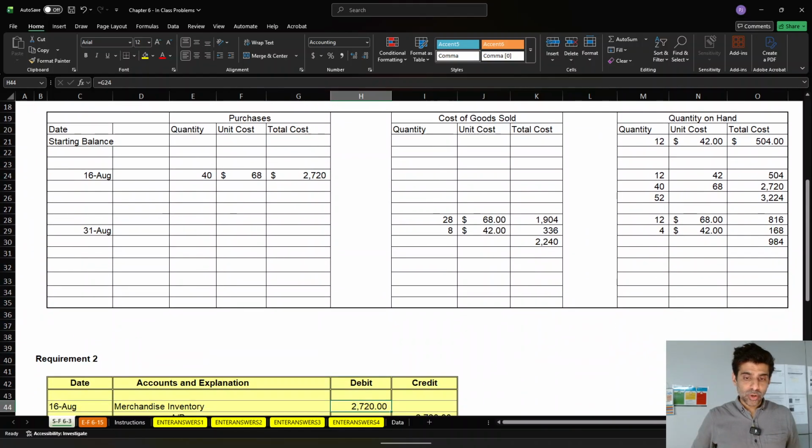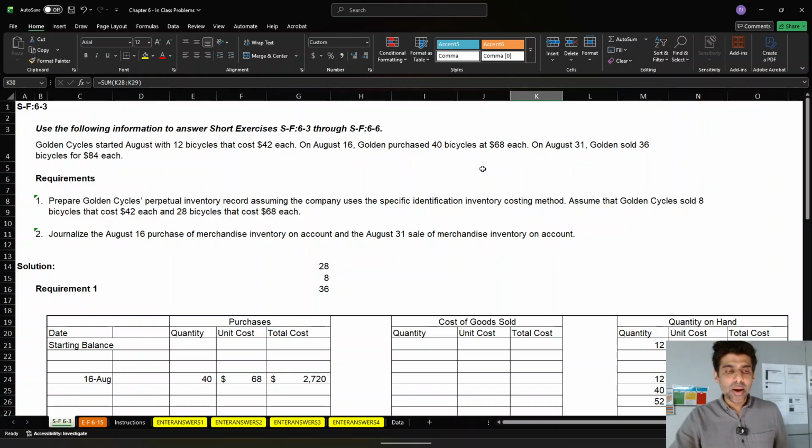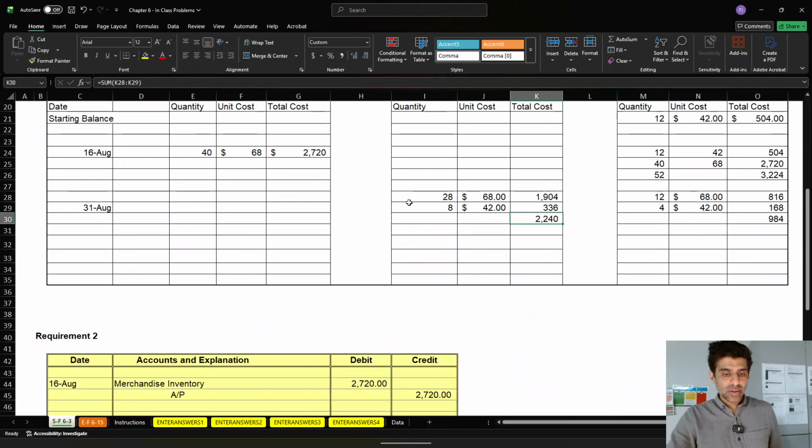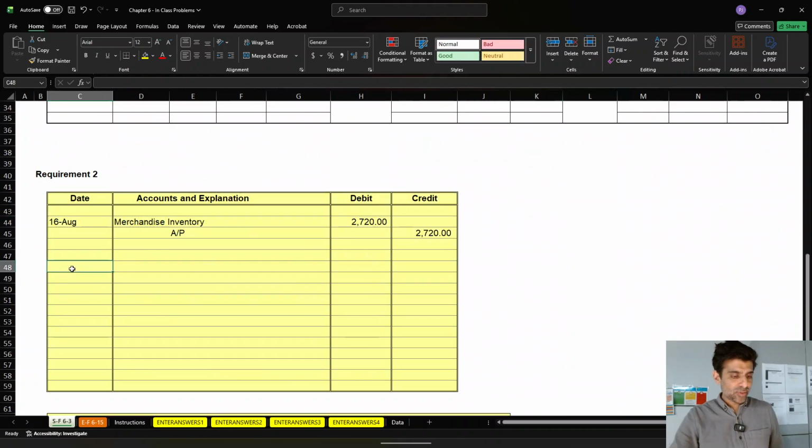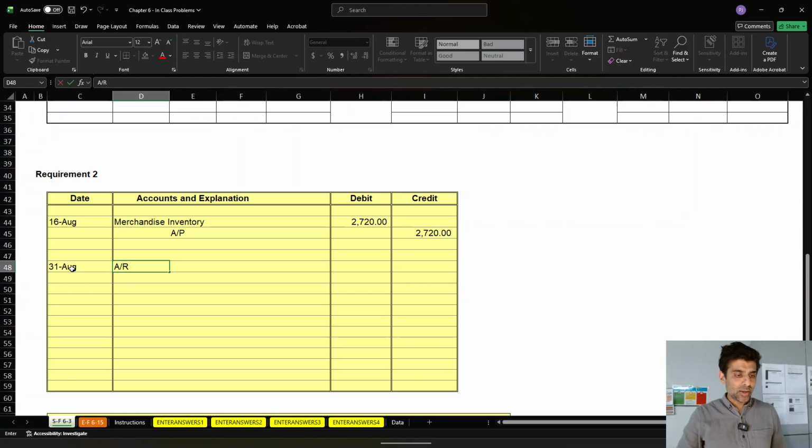Okay, so now let's do the journal entry. So now we have the cost of goods sold here. And it's also telling us how much we sold them for. We sold them for $84 each. Okay, so every sales transaction, again, has 2 journal entries. So let's do the revenue first. And it says they were sold on account, so they're accounts receivable and sales revenue. And it was 36 units, and we sold them for $84 each.